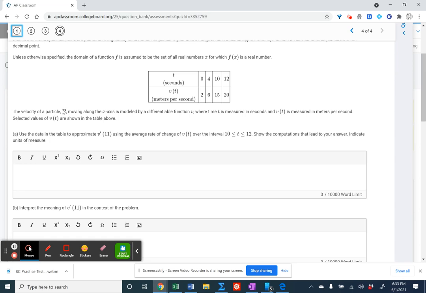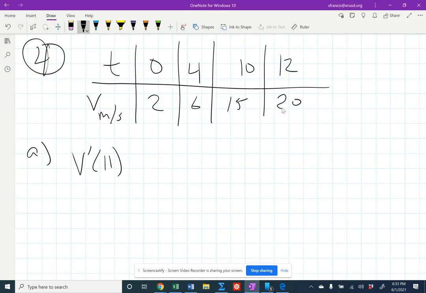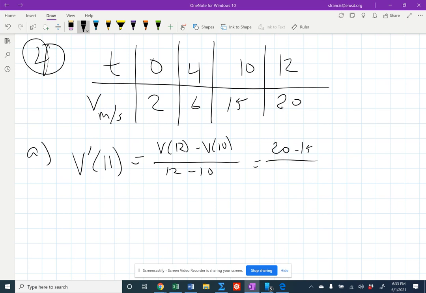Alright, so the velocity of particle P moving along the x-axis is modeled by a differentiable function v, where t is measured in seconds and v of t is measured in meters per second, so the units are shown in the table above. Use the data in the table to approximate p prime of 11, using the average rate of change of v of t from 10 to 12. Show the computations that lead to your answer, and indicate units of measure. So this is going to be v of 12 minus v of 10 over 12 minus 10, so it's going to be 20 minus 15 over 2, which is going to be 5 halves.